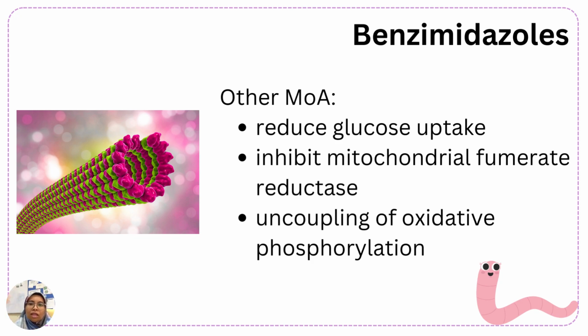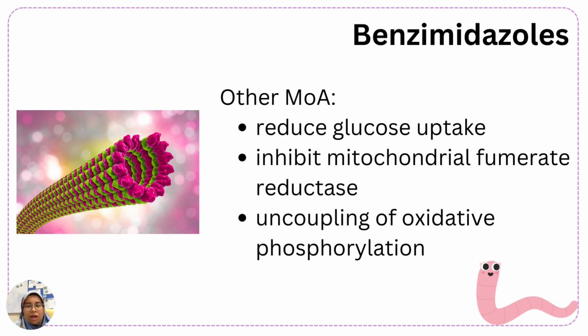So you all know, if there is no glucose, it cannot convert into energy, right? So no energy. It can also inhibit mitochondrial fumarate reductase. So what is the use of fumarate reductase? This is where you have anaerobic glucose metabolism. So that will lead to reduced energy of the organism.